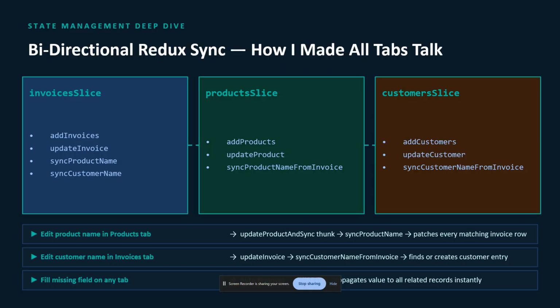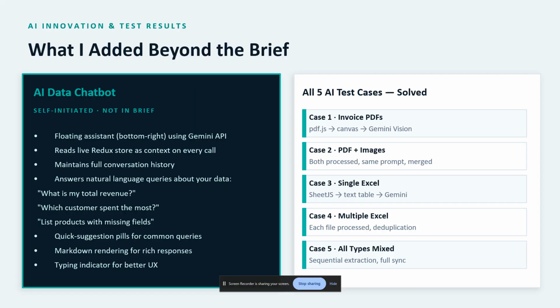Okay, so I used a bidirectional Redux sync across the three pages for the customers, products, and invoices pages, right? And that was part of the problem statement.